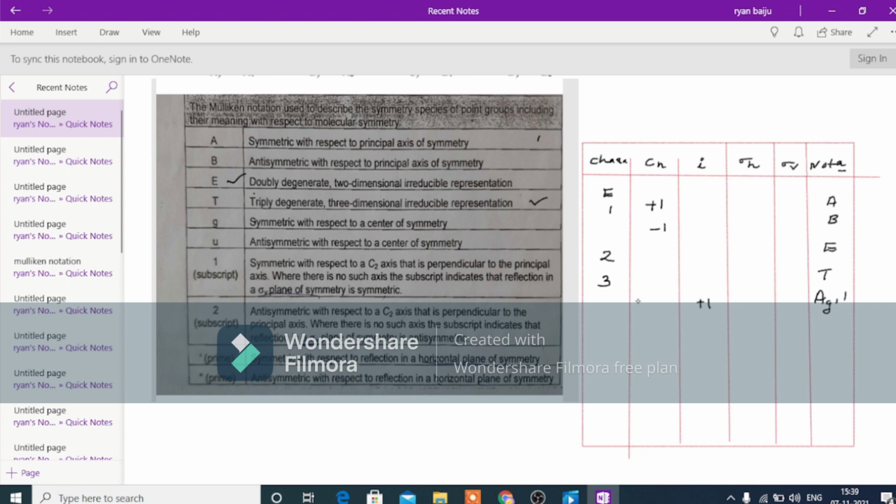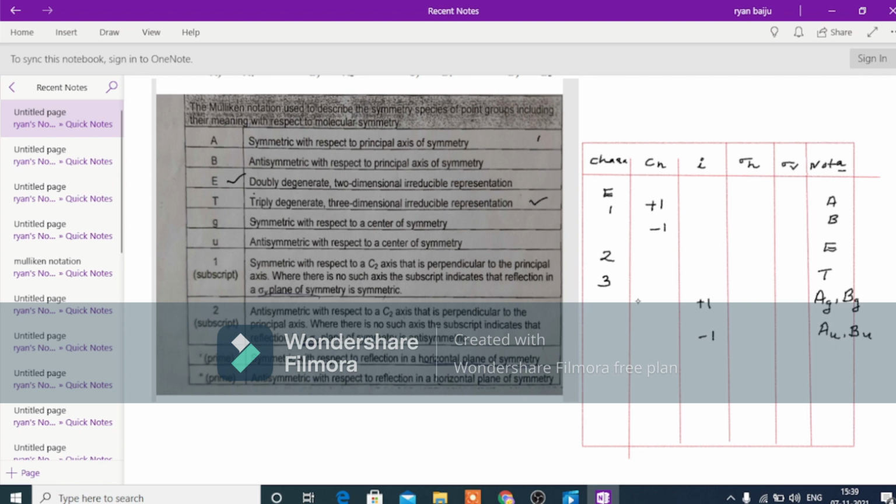Not only AG, here BG also. Below this I am going to write gerade. Center of symmetry, if it is negative, you can write ungerade. A, subscript you can write U. Not only AU, BU also you can write.